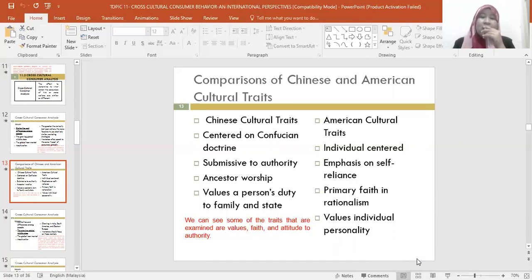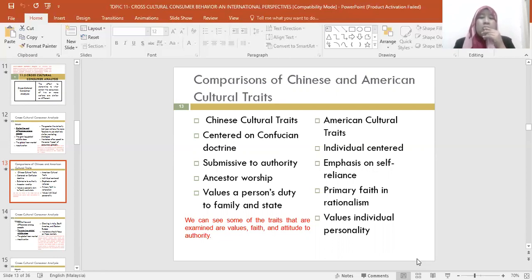And then ancestor worship. Okay, ancestor worship meaning to say from one generation to another, let's say your father is a king, so you will actually inherit. Okay, inherited maksudnya mewarisi. Orang kata keturunan, pangkat dan kuasa tu. Okay, so ancestor worship, and then value a person's duty to family and state.